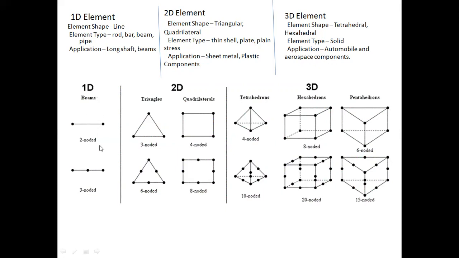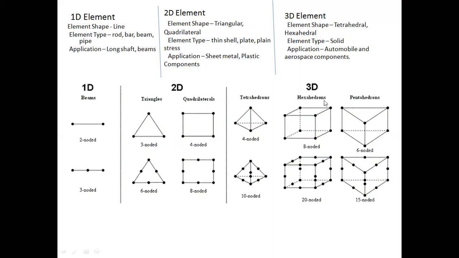For the 1D element, beam with 2 nodes or 3 nodes. For the 2D element, triangle or quadrilateral: 3 node triangle, 6 node triangle, quadrilateral with 4 nodes and 8 nodes. Then tetrahedron, hexahedron, pentahedron. These are the 4 noded and these are the 10 noded. We can increase the number of elements, and then the number of nodes also increases. This is used for fine meshing of the part.